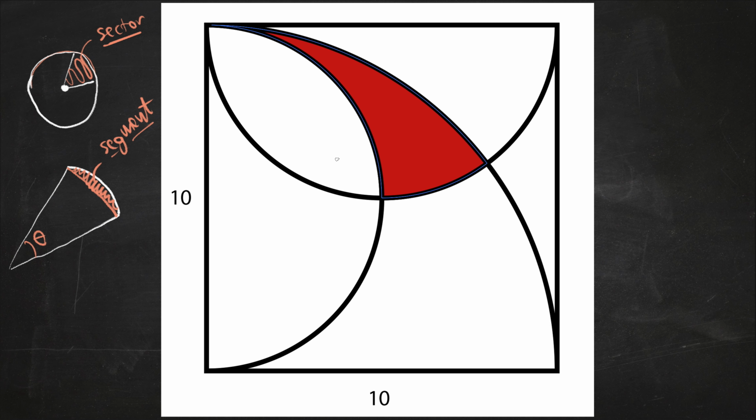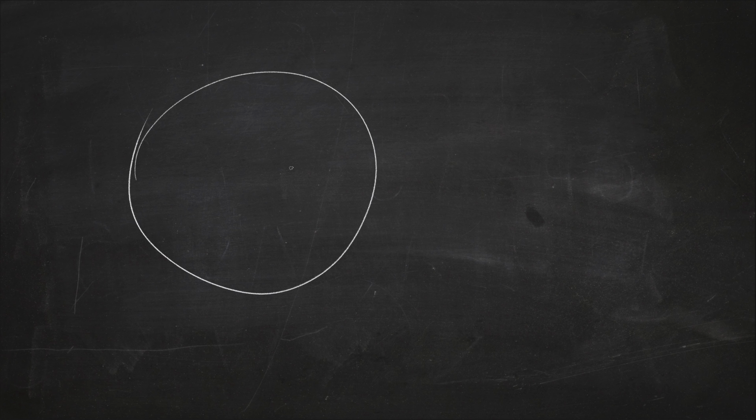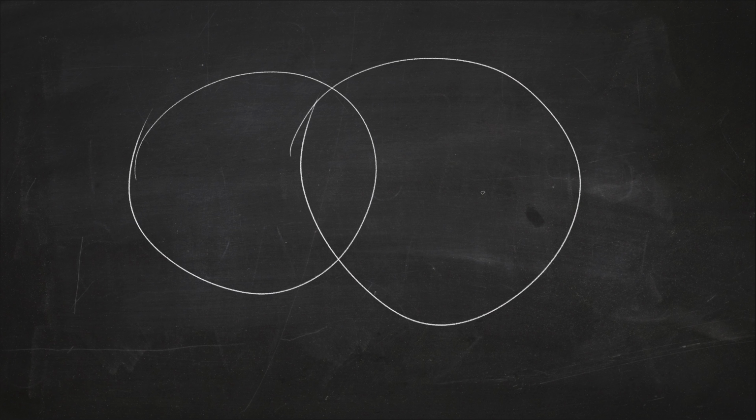That might be useful going forwards here. But there's another shape which maybe isn't so well known, not in the typical standard syllabus, and that's the lens. When you take two circles, and they don't necessarily have to be the same radius, when you intersect them, you get what we call a lens, right? A convex lens.